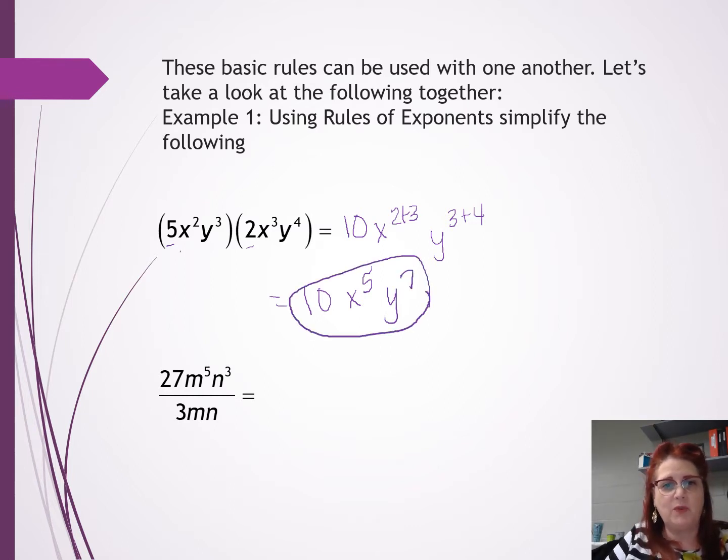I'm going to do the same sort of thing for this next example. 27 divided by 3 is 9. And 5m, that should be m, 5m divided by m. Keep in mind that these ones in the denominator have exponents of 1. So it's going to be m raised to the 5 minus 1, and n raised to the 3 minus 1. So that's going to give me 9m to the 4th n squared.